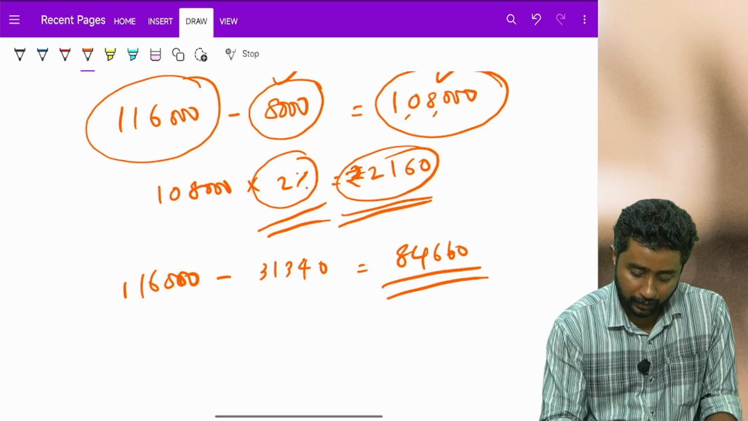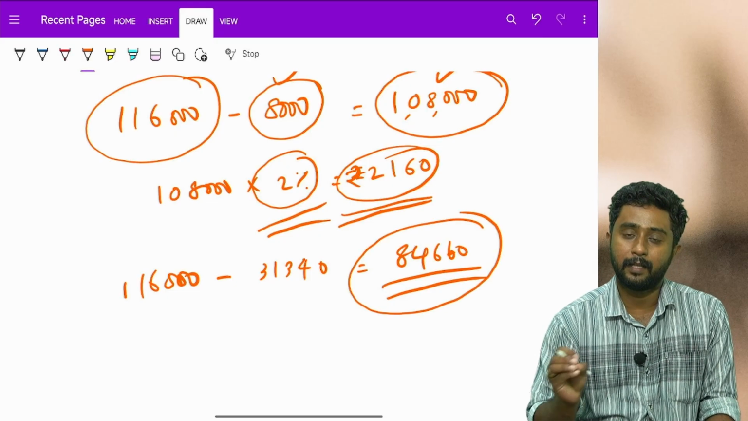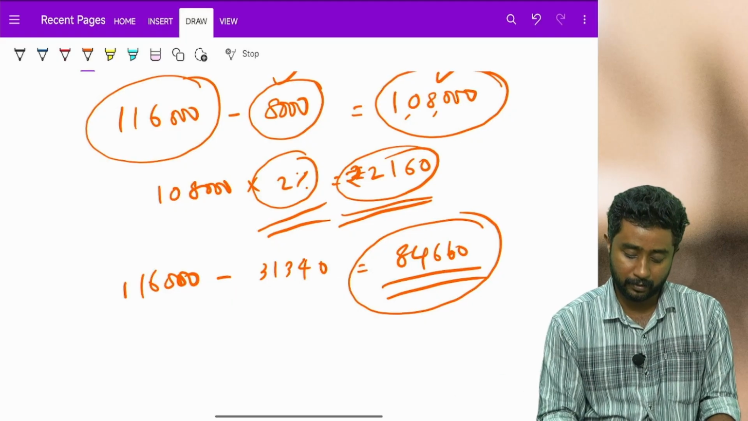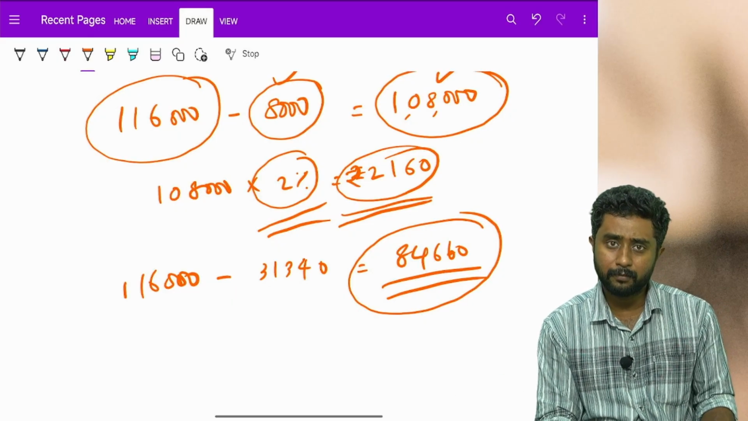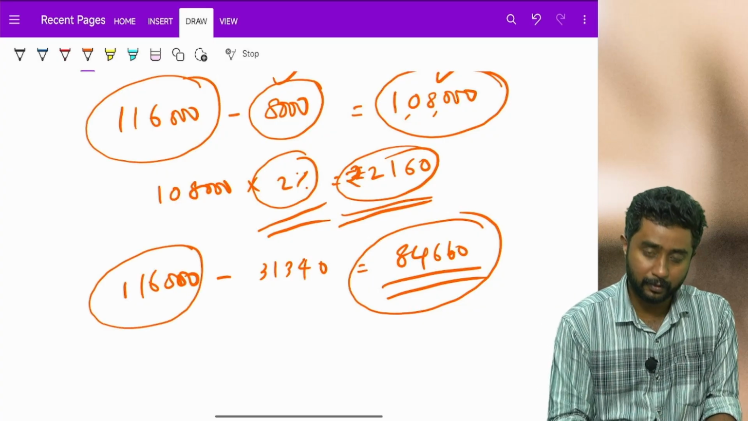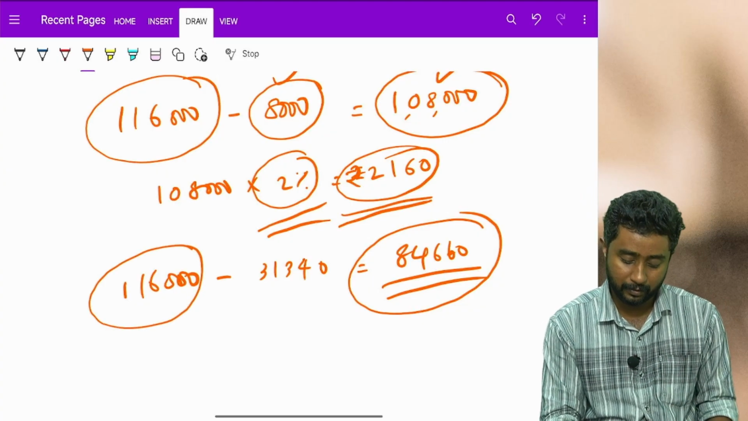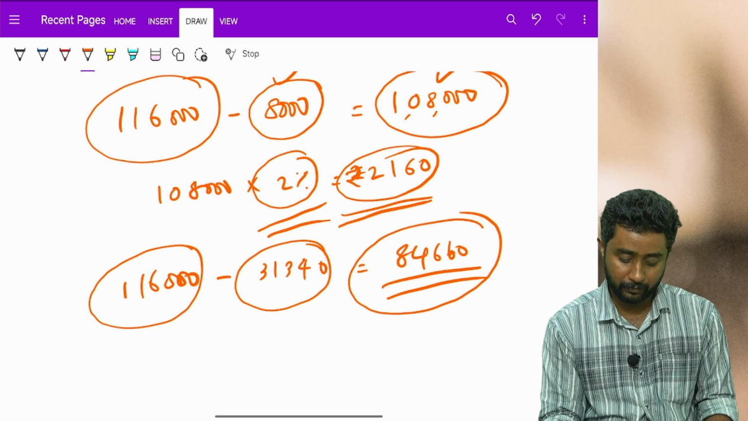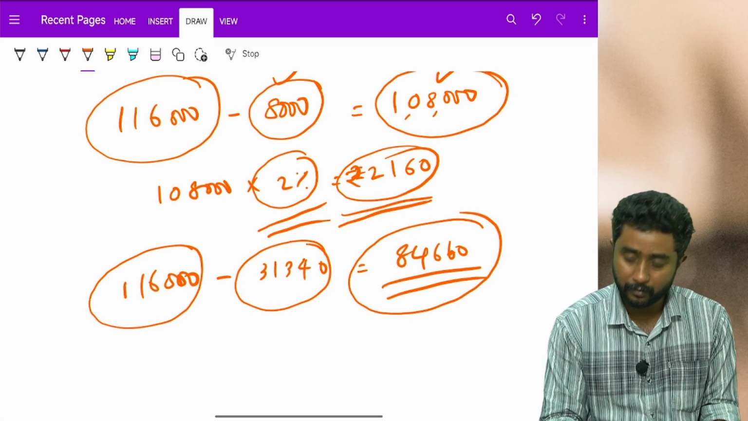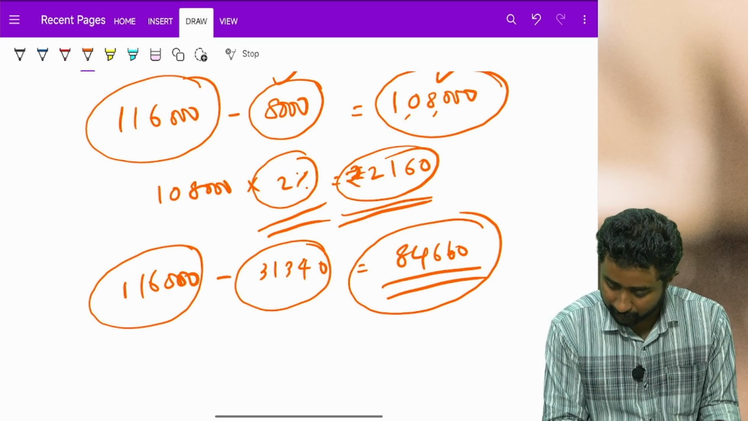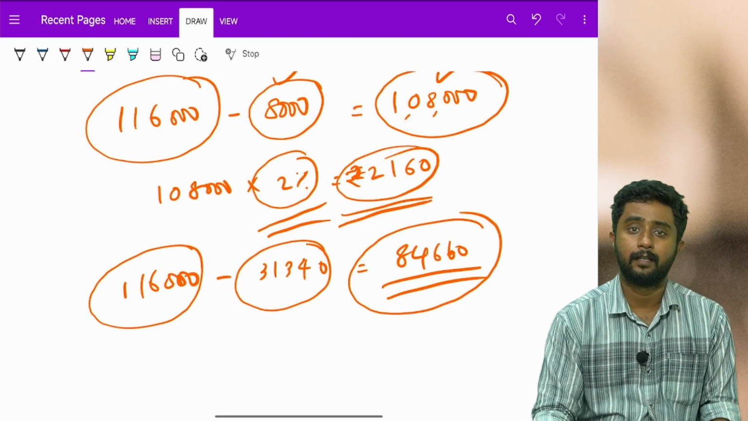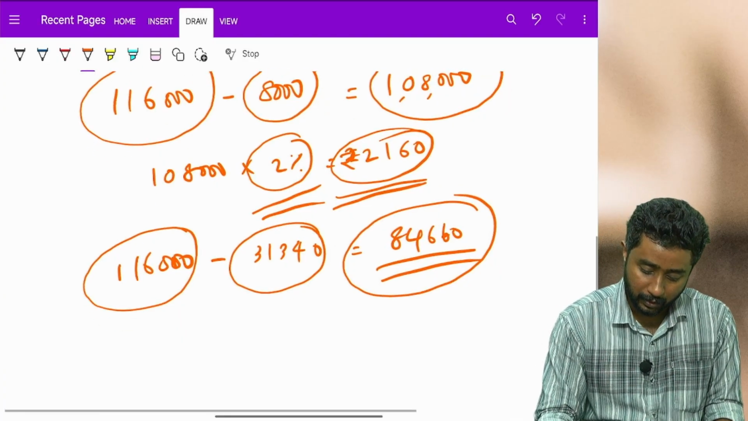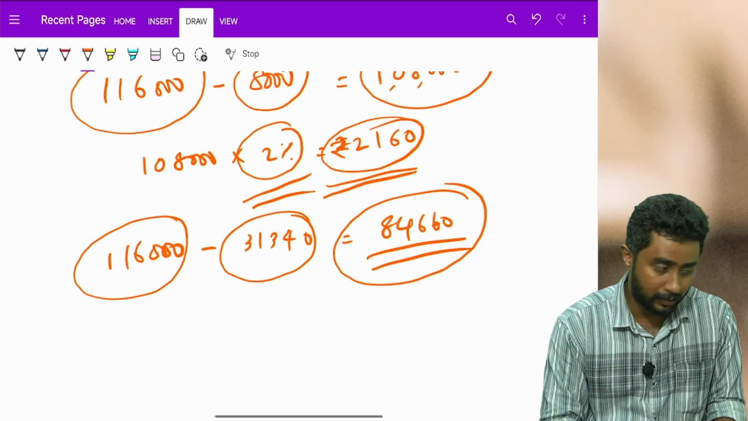Okay, now 84,660 is the amount that is remaining to be given to the partners. How did 84,660 come? This 1,16,000 was the total value that we realized from the assets, and we are removing 31,340. So obviously when you subtract, we get 84,660. I just did it very quickly, you can calculate and see. So 84,660 is there.